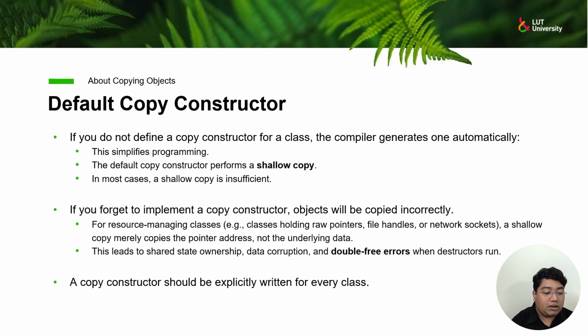Two objects end up believing they own the same exact resources. Eventually, both try to release it. That's how double deletes and memory corruption and undefined behavior appear. A good rule of thumb is if your class owns a resource, don't rely on the compiler's default copy constructor. Write one that expresses exactly how ownership should be copied.